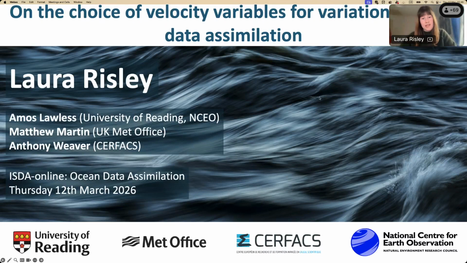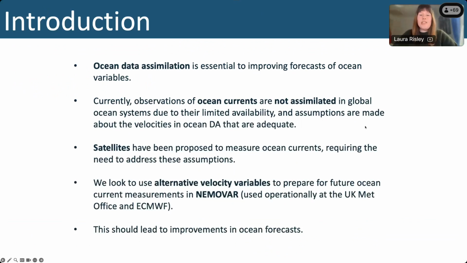Okay, so ocean data assimilation is obviously extremely important for several reasons. First and foremost, it can improve forecasts of ocean variables, but also the interaction between the ocean and atmosphere is key to numerical weather prediction.